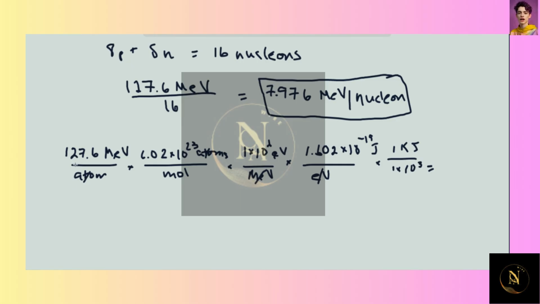So if I multiply 127.6 times 6.02 times 10 to the 23rd times 1 times 10 to the 6th times 1.602 times 10 to the minus 19 divided by 1,000, I find the energy is 1.231 times 10 to the 10 kilojoules per mole. That's the binding energy.